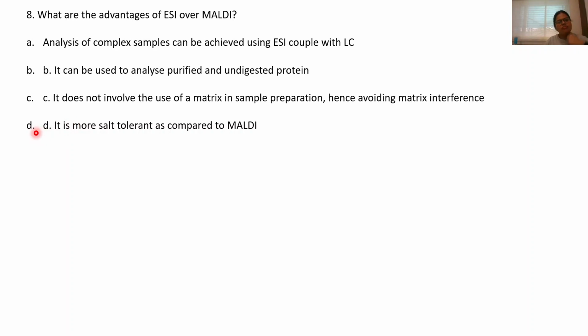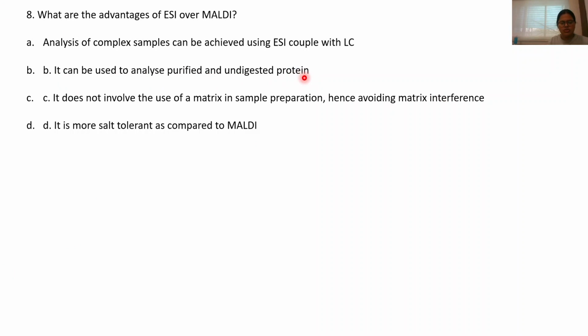Ma'am, A and C. A and C. Analysis of complex samples can be achieved using ESI coupled with LC, correct. And option C, it does not involve the use of matrix in sample preparation, correct. You don't use matrix in case of ESI, whereas for MALDI, you need a matrix for sample preparation, hence avoiding matrix interference.